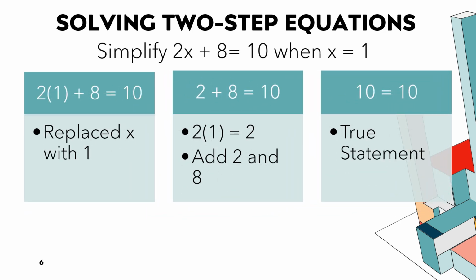In this slide, we replaced x with 1. 2 times 1 is 2. So, now we have 2 added to 8. When we combine 2 and 8, we get 10. Since 10 is equal to 10, we know x equals 1, and this statement is true.